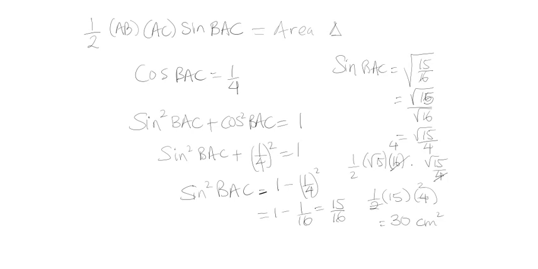And you'll notice that I've ignored the plus and minus when I worked out the sine, because if you're trying to find an area, an area can't be negative, it should be positive. So that's why we consider only the positive outcome when we're doing the square root.